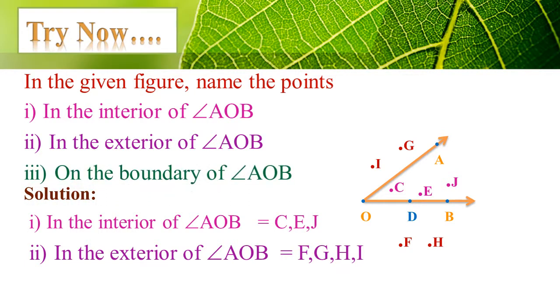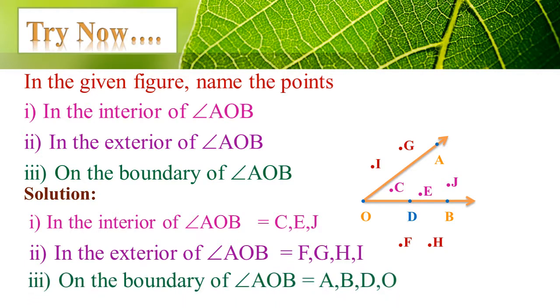Then third one, on the boundary of angle AOB. On the boundary means those points lie on the arms. So you can write, on the boundary of angle AOB equals A, B, D and O.